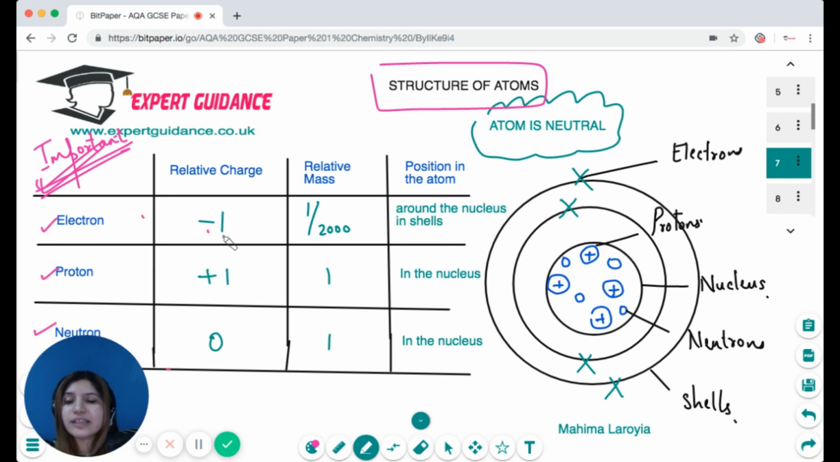Electrons have a relative charge of -1, protons have +1, neutrons have 0 charge. The relative mass of protons and neutrons is 1. An electron is 2000 times less. Therefore, electrons are lighter. Protons and neutrons are found in the center, in the nucleus of the atom, and the electrons are found revolving around the nucleus in specific shells. So you can see that this is the element which has 4 electrons. So 2 are in the first shell, 2 are in the next shell, and 4 protons and 4 neutrons are in the center. This is how we make the structure of the atom.